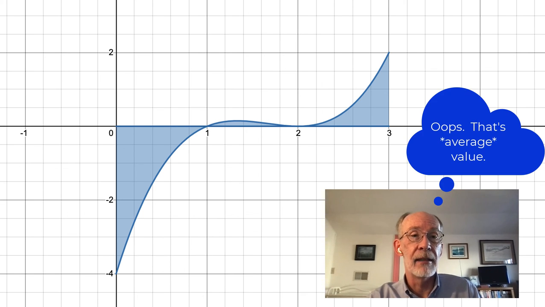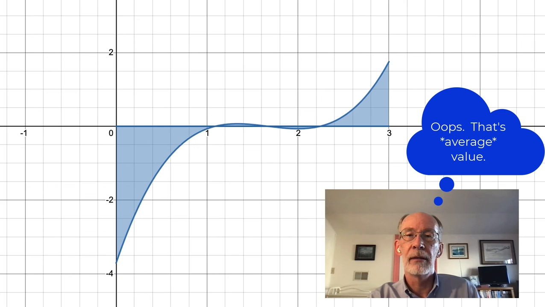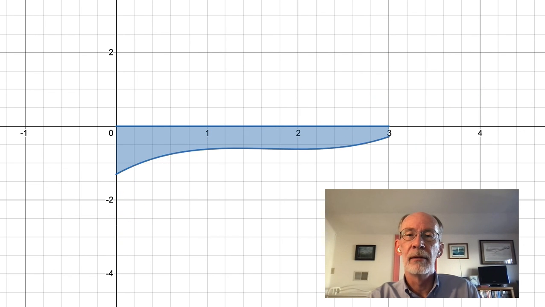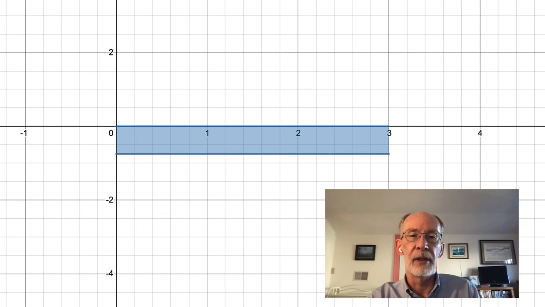And in fact, if I locate my slider here and morph this function as we did the previous one, you'll see that we do indeed have a negative average value. It looks like it's somewhere between 0 and negative 1, negative 2/3, something like that. If you wanted, you could try to figure out exactly its value and compare it to this picture.